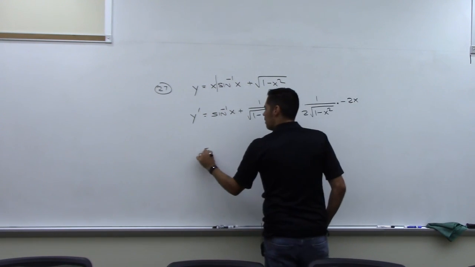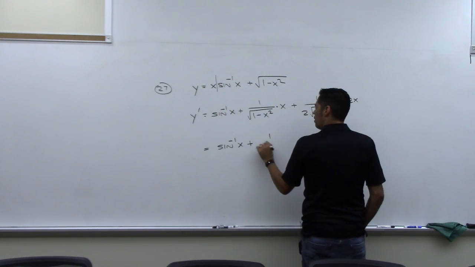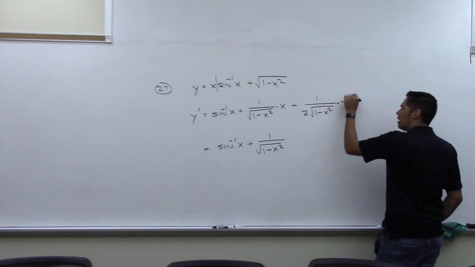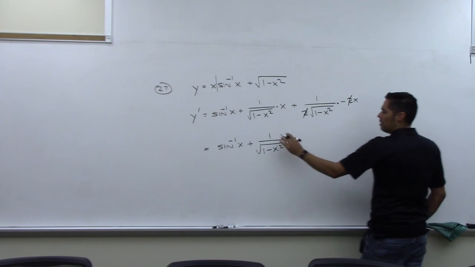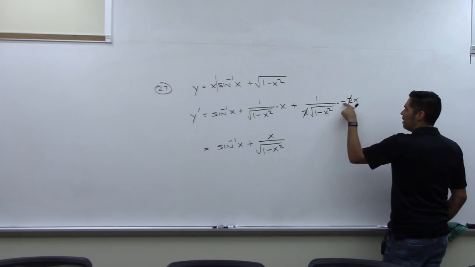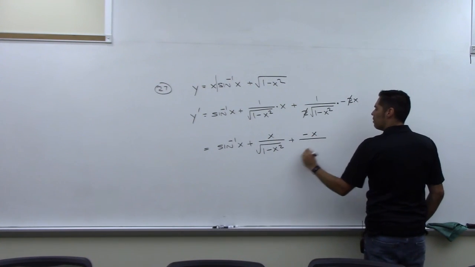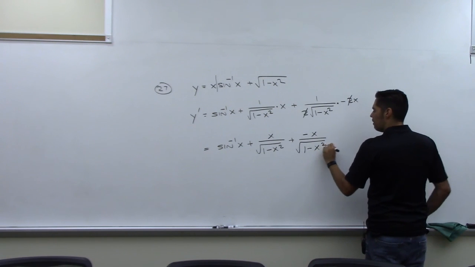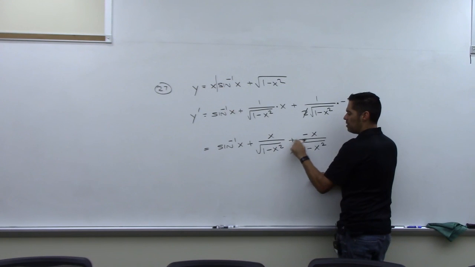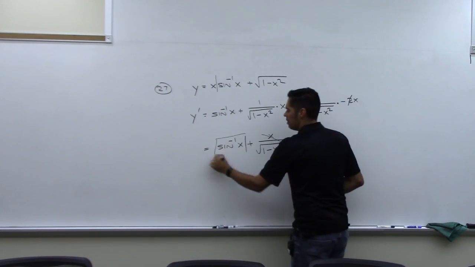So I have arcsine x plus 1 over the square root of 1 minus x squared. Then over here, when I cancel the 2's, this x is on top. X right there. And when I cancel the 2's, I get a negative x here on top. So plus negative x over square root of 1 minus x squared. And notice that these have the same denominator. I can put them together. X plus a negative x is x minus x. It's gone. This is 0. The answer is arcsine x.